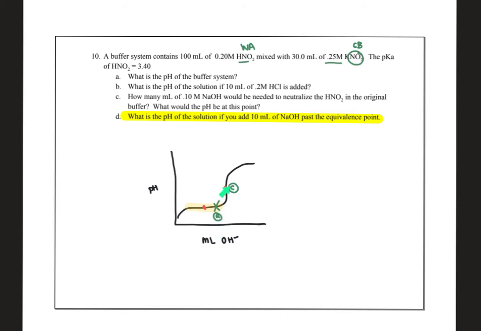Well, now I want to know, we're going to add 10 more milliliters of the hydroxide. So we are going to be somewhere up in here, 10 more milliliters. So we are after the equivalence point for letter D. So let's figure out how to do that.